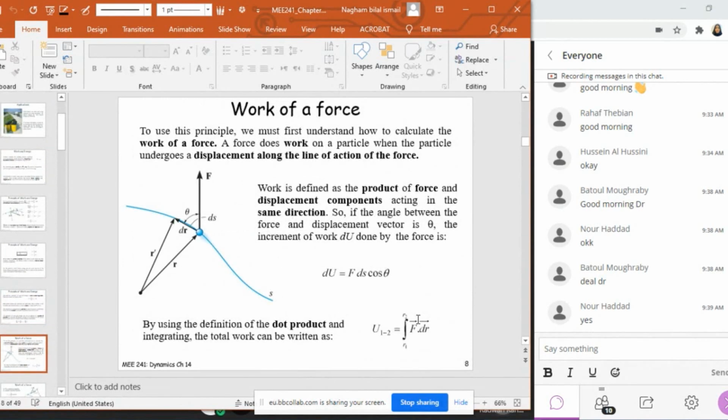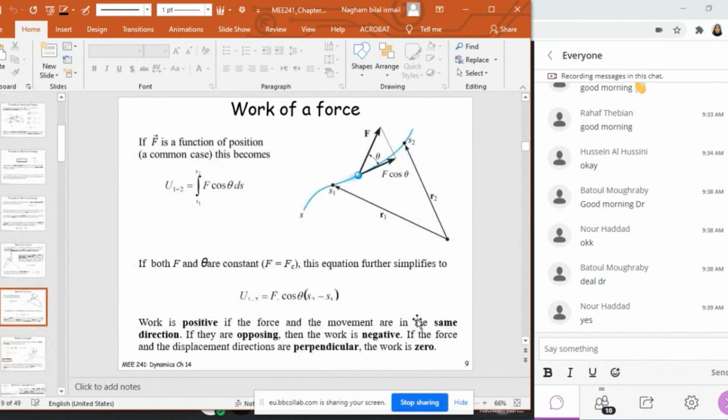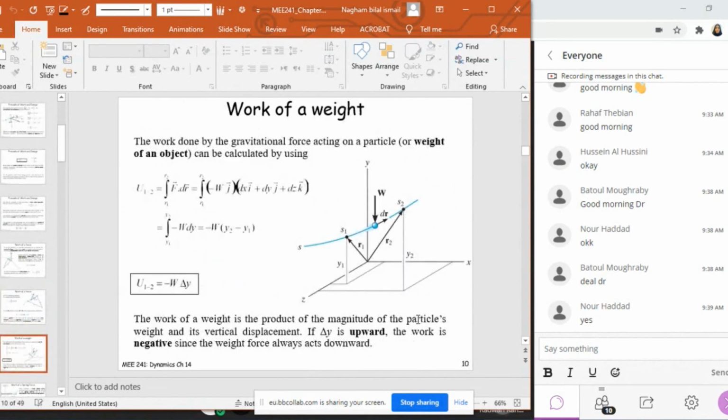And what is the work? As I said, the work is the dot product between the force and the displacement. So it's F times delta S times cosine of the angle between them. If I want to find the work of special forces, like the weight, for example.